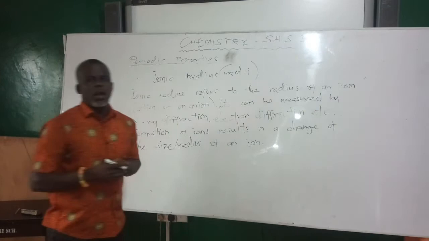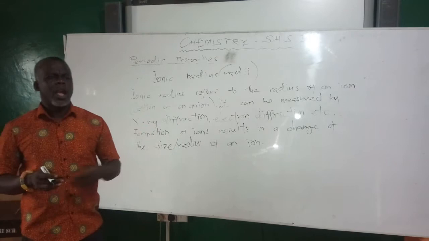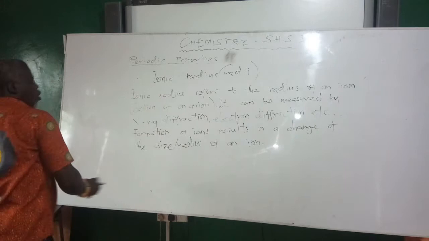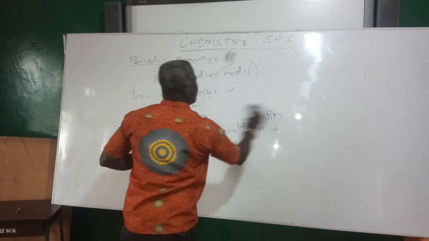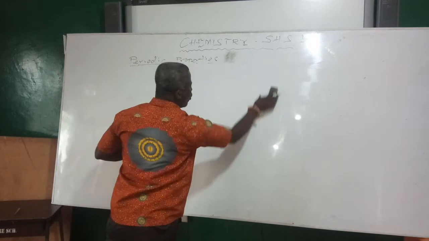Okay. So, when ions are formed, we expect a change in the radius or the size of the ion. So we are going to compare cations, the size or radius of cations, and the neutral atom from which the ions are formed.